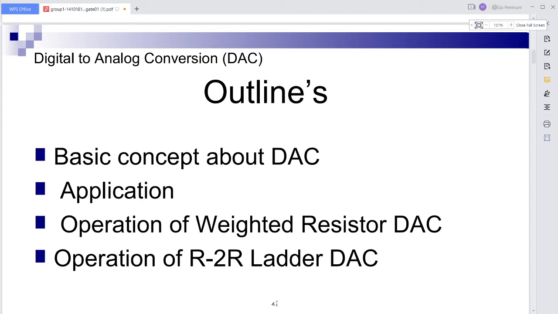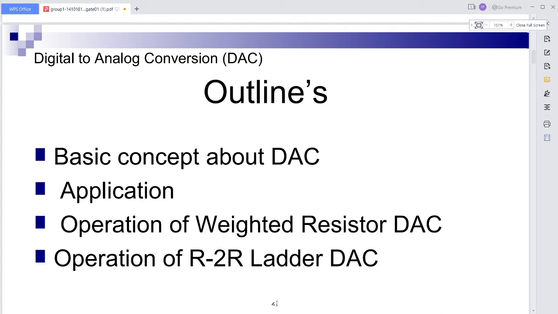In continuation to the last class, I'm going to explain the various types of digital to analog converters. As I explained in the previous class, there are majorly three types of digital to analog converters. First is the weighted resistor digital to analog converter, next is the R2R ladder digital to analog converter, and the next is the inverted R2R ladder digital to analog converter.